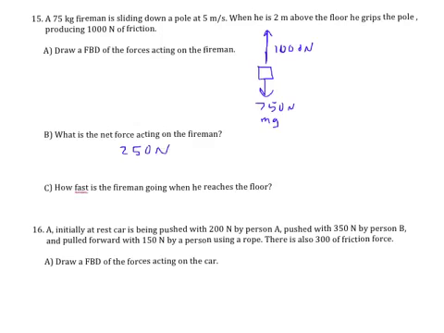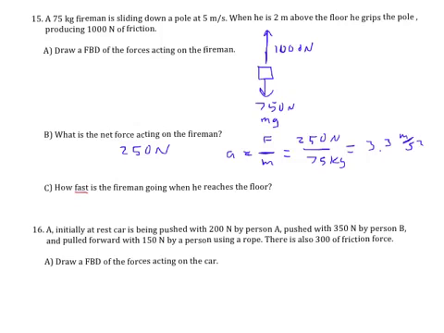How fast is he going when he reaches the floor? So I'm looking for velocity. I cannot use kinematics equations unless I know what the uniform rate of acceleration is. So let's use Newton's law to find that. The acceleration of this fireman is going to equal the force acting on him divided by his mass. We determined the force acting on him is 250 newtons. His mass is 75 kilograms. So the acceleration of this firefighter is going to be 3.3 meters per second squared in the positive direction.